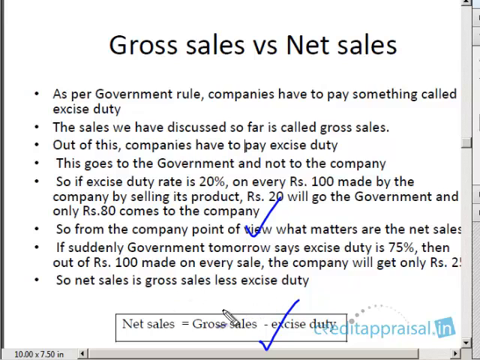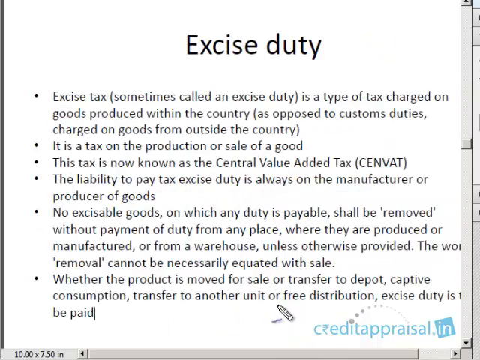We have already seen the concept of sales. Sales is nothing but the amount we are billing to the customer. Now what is this excise duty? Let's go a bit deeper into excise duty. Excise duty is sometimes also called excise tax, though the term excise duty is more popular. It's actually a type of tax charged on the goods produced within the country.